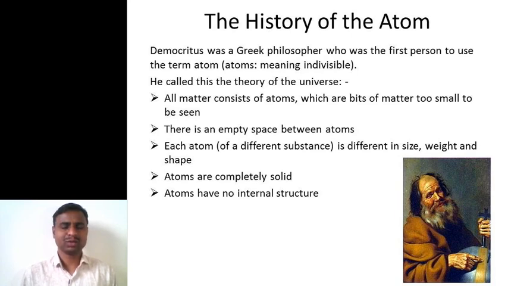So an atom has no internal structure according to him, but there have been many discoveries and many atomic models proposed by different scientists, and they have successfully tried to find the structure of an atom, what the different elements are that constitute an atom. We are going to see this in detail in this particular chapter.